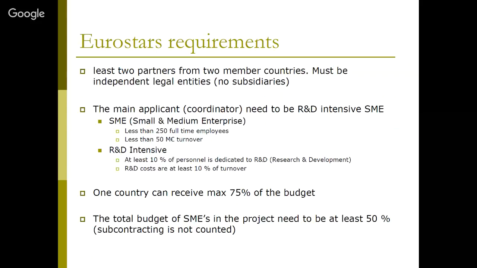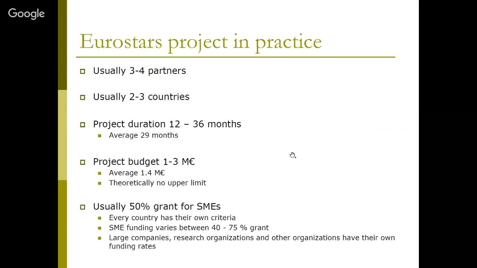The fourth criteria is that the total budget of the SMEs, as there can be 1 or more SMEs in the project, needs to be at least 50% of the budget, excluding subcontracting. So the personnel costs of the SMEs need to be at least 50%. A Eurostars project in practice usually has 2 to 3 partners, and 2 is also enough. As for project duration, it cannot be more than 3 years, but on average it is around 30 months.